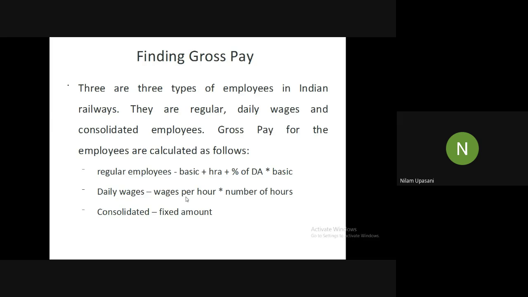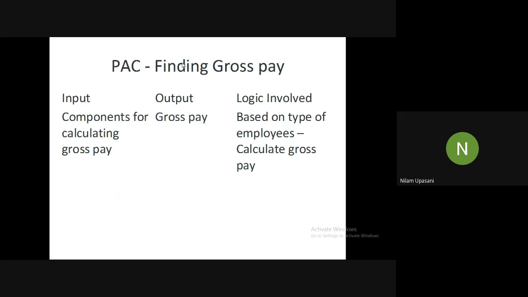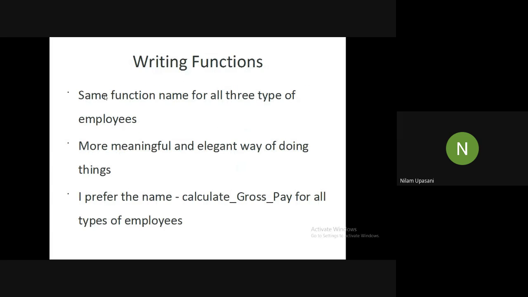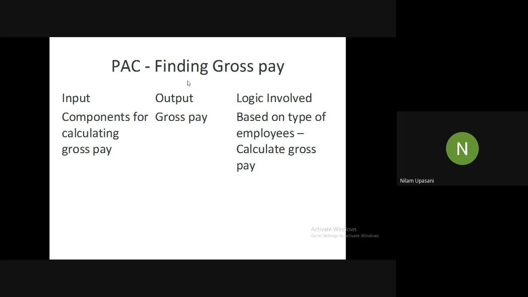Why am I saying implementation is different? Because the calculation, this formula, will be different for each of these. But the name of that function would be same, that is calculate gross salary. For everyone we are calculating gross salary only, but implementation is different and inputs would be different. Okay. So this is about the case study. We have discussed this case study.